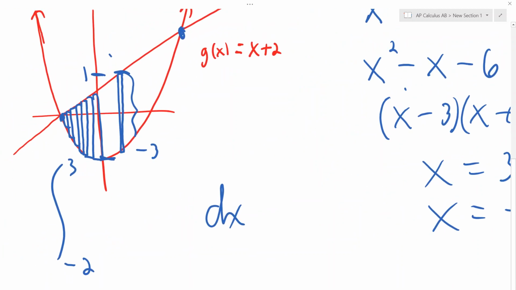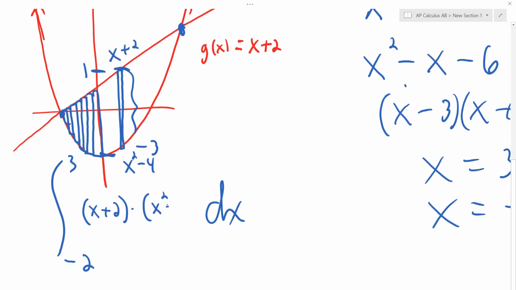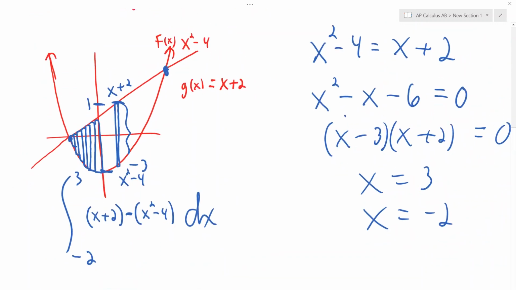It's the line up top here, which is x plus 2 minus the parabola. Cool. Thank you, Laura. Plus 1,000,000 points to Team Laura.